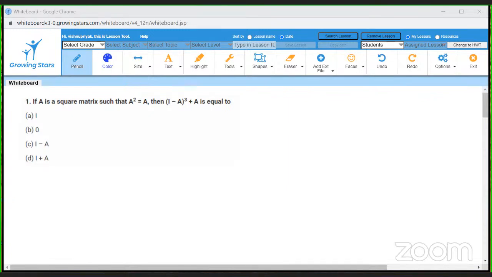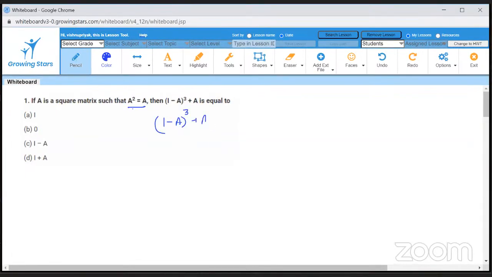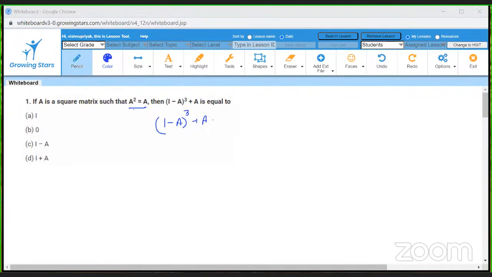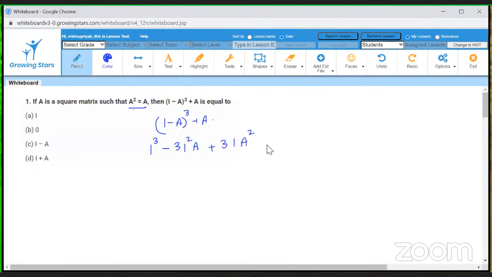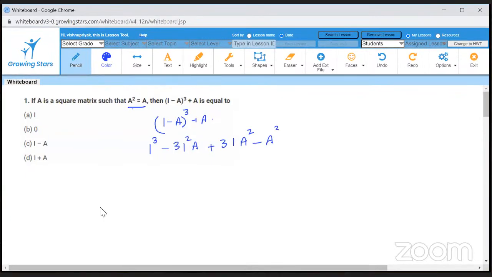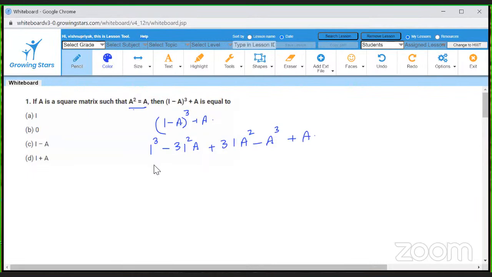A square is equal to A. What is given? A square is equal to A. They're asking (I minus A) whole cube plus A. Actually, they're asking I, it is I, not 1. So, you have the formula for whole cube: I cube minus 3I square A plus 3I A square minus A cube plus A. I cube means it will be I only.